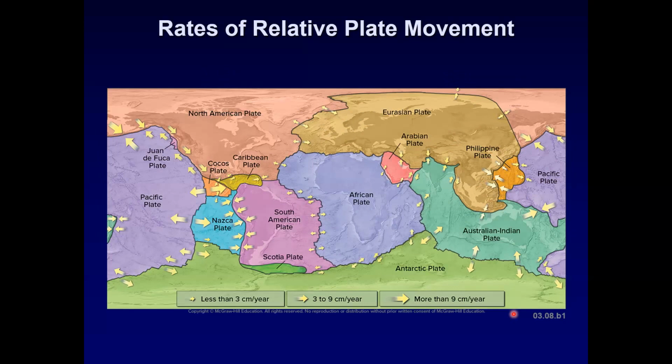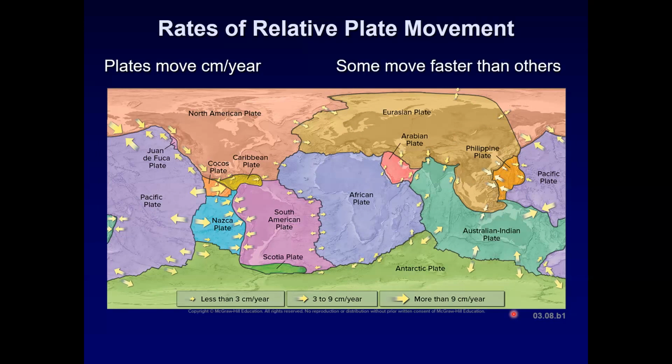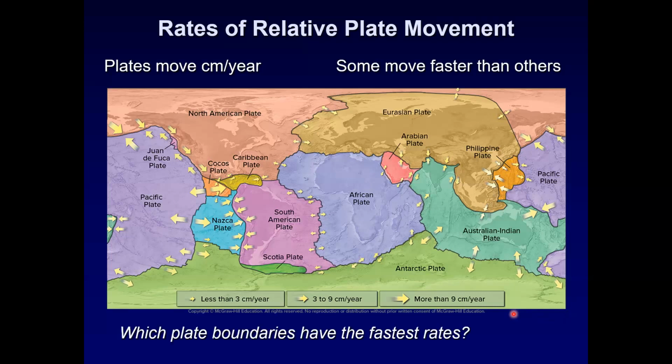And I'll bring up this relative plate movement map. Plates can move in terms of centimeters per year, but some move faster than others. This diagram is supposed to represent, I guess, plates that either have less than 3 centimeters per year of motion, 3 to 9 centimeters per year, and then more than 9 centimeters per year. So the arrows get bigger.